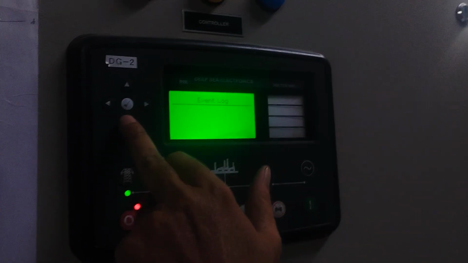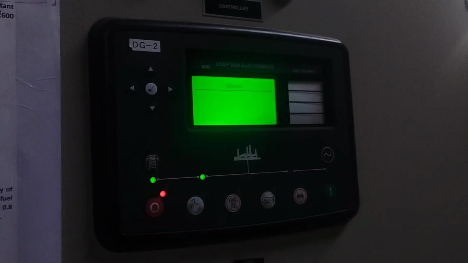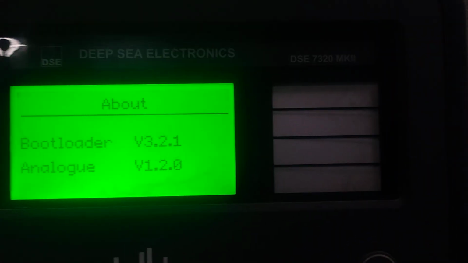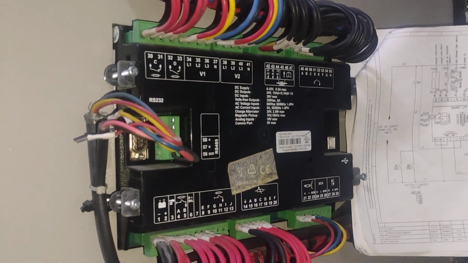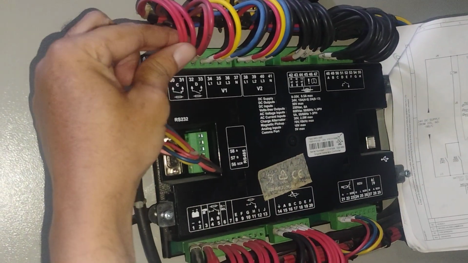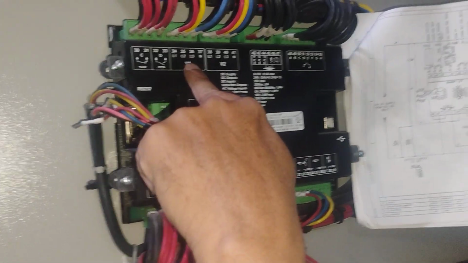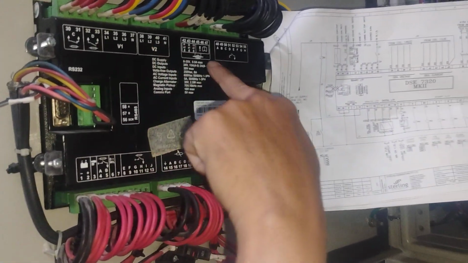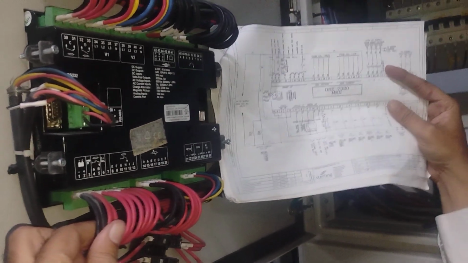So this is just brief information about the control operation of the Deep Sea Electronics. Here you can get the back side of the controller, with various configuration. Whatever the drawing shows, all that will be reflected here. These are the various input outputs. These are the voltage sensing of the generator. These are the voltage sensing of the mains, current sensing of the alternator. These are the power supply for the controller itself.